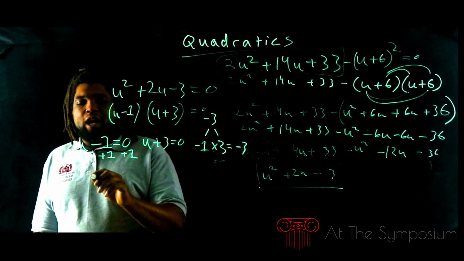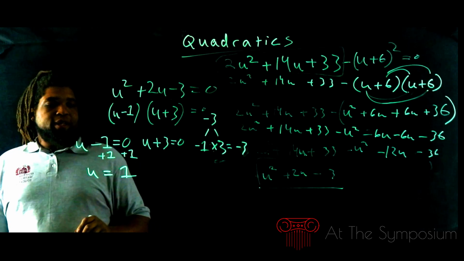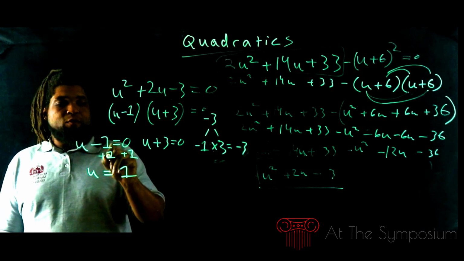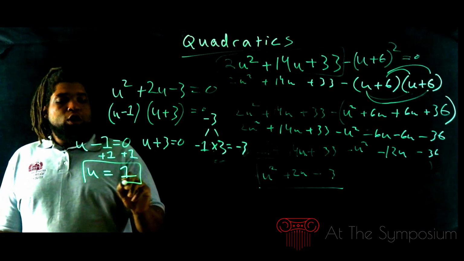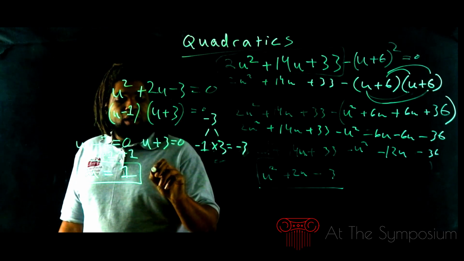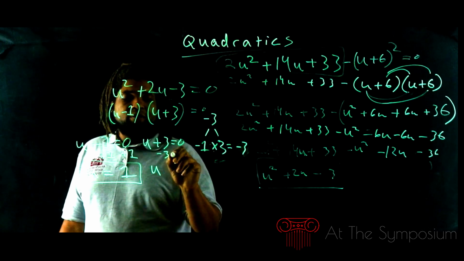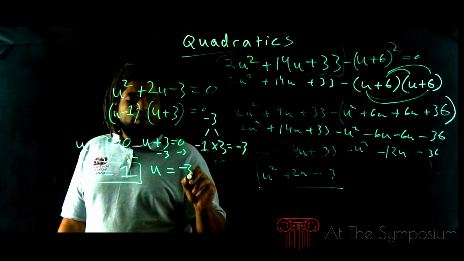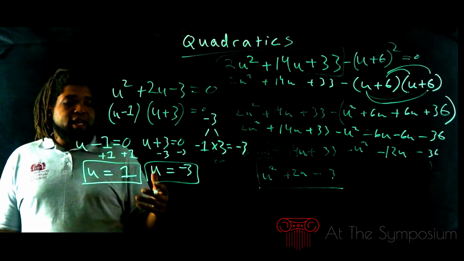So here we're trying to find the value of u. We do that by taking the opposite. It was minus 1, so we add 1 on both sides. That gives us a plus 1, so u is 1. And u could also be, we're doing the same thing here: it's plus 3, so we subtract 3 on both sides. u equals negative 3.